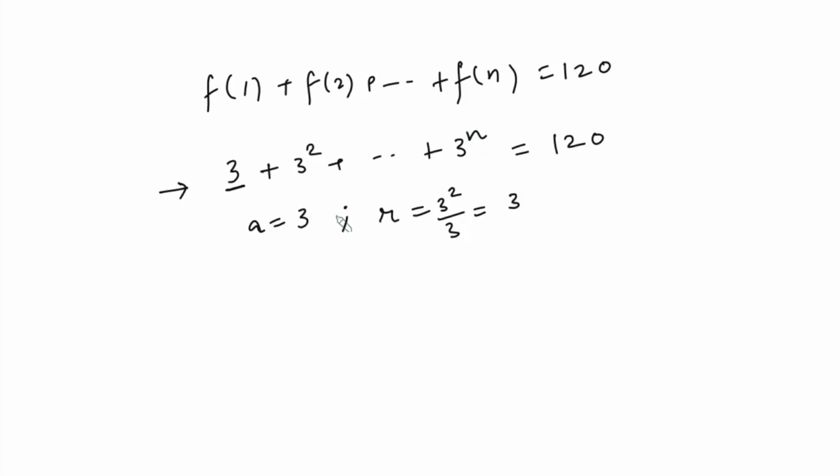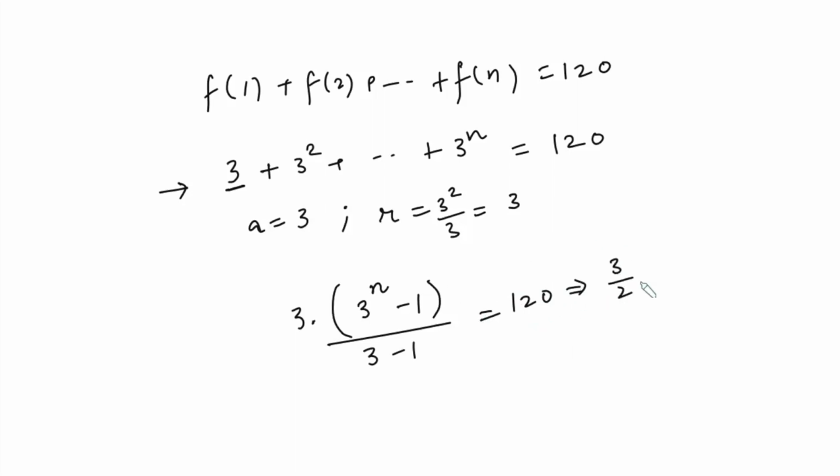So the sum of these terms is equal to a times r raised to the power n minus 1 over r minus 1, so 3 minus 1, and that is equal to 120. And if we simplify this, we get 3 over 2 times 3 raised to the power n minus 1 is equal to 120. And we can simplify this further. 3 raised to the power n minus 1 is equal to 120 times 2 over 3. And if I simplify this, we can cancel these out.